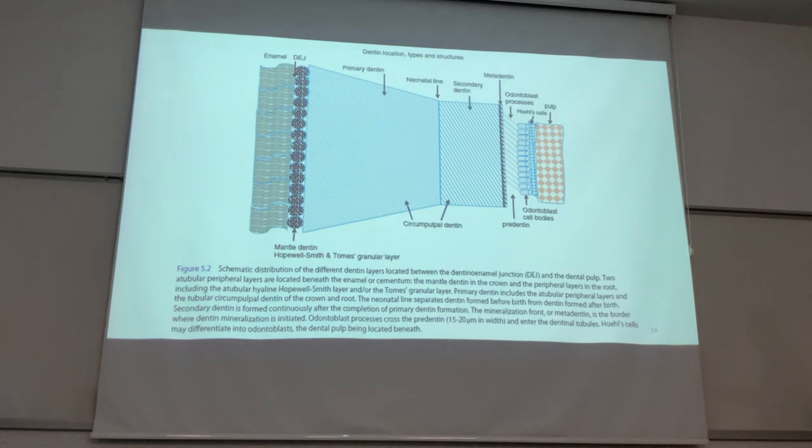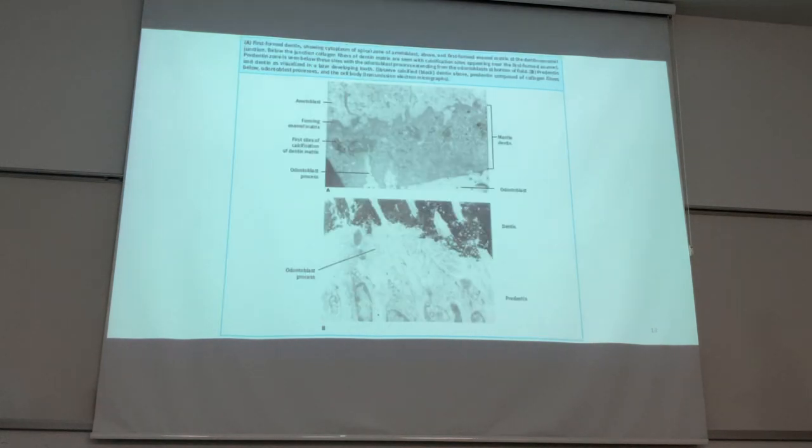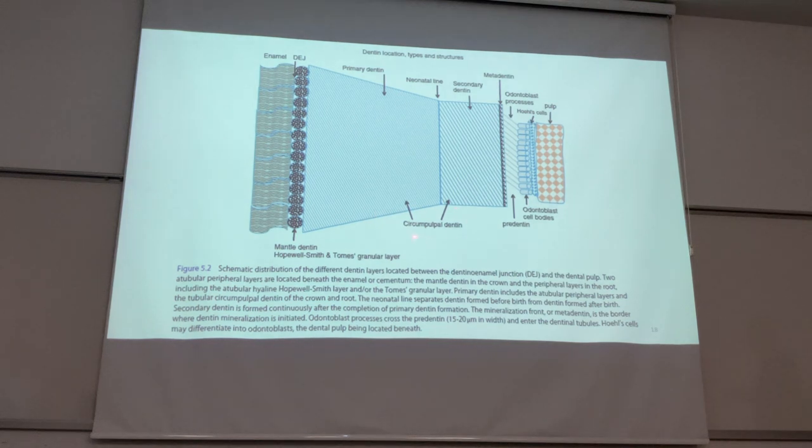You know this neonatal line. And now you know this primary dentin is produced before birth and secondary dentin after. In the primary and secondary dentin, we have circumpulpar dentin. What is the circumpulpar dentin? Remember this part: the peritubular dentin and intertubular dentin. I don't write these things in my slides, but in our exam, I will ask about these dentins. You should know these dentins because I teach you this one. Here you can see the circumpulpar dentin present in the primary and secondary.